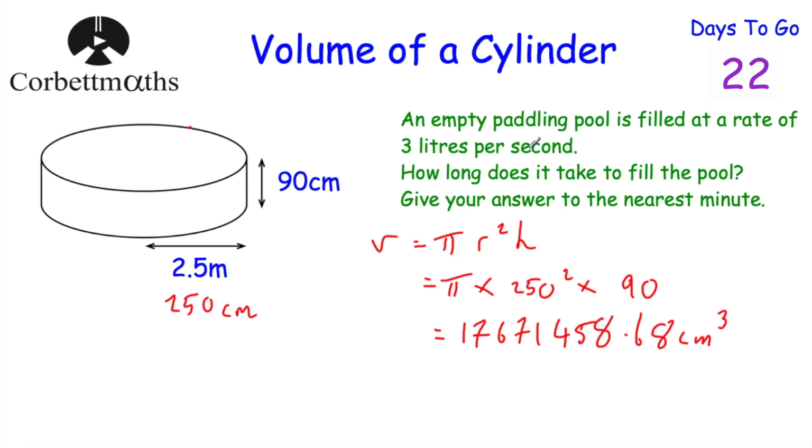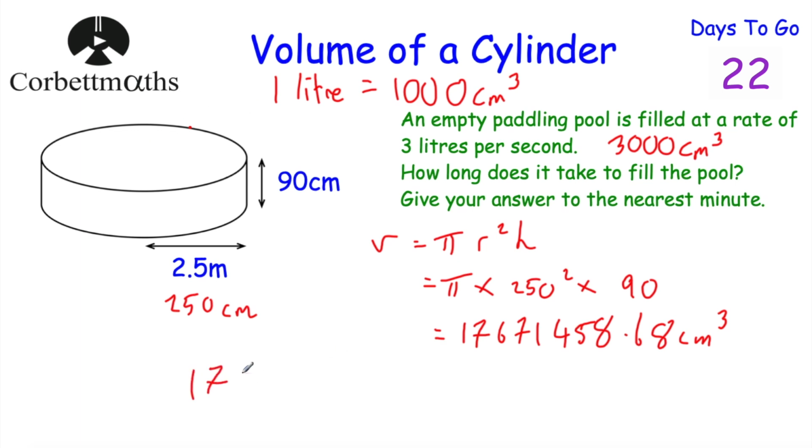Now we've been asked how long does it take to fill. That's been filled at a rate of 3 litres per second. Now 1 litre is equal to 1,000 centimeters cubed. So that means that every single second 3 litres is going in, so 3,000 centimetres cubed of water is going into that pool every single second. So if we divide the volume of the pool by 3,000, we'll see how many seconds it would take to fill the pool. So let's do that.